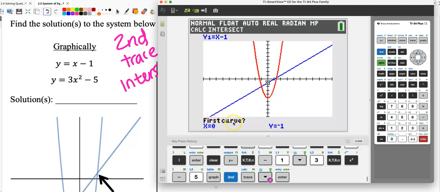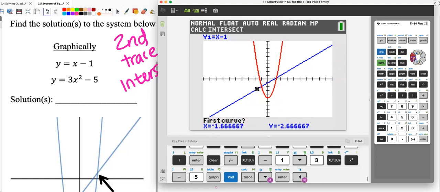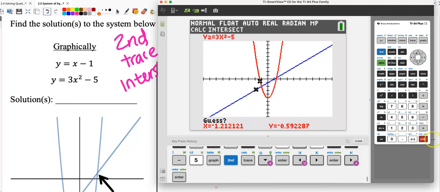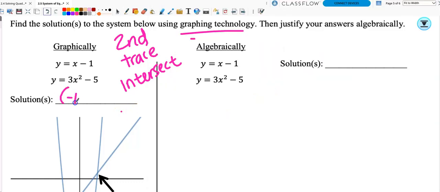So it's going to ask you 3 questions. First curve, question mark. Get really close. Notice this is tracking on the linear line. So anywhere to the left or to the right of that, just get really close to it. Hit enter. It will then pop up to your second curve, which is my quadratic. Just get real close, hit enter, guess, hit enter one more time. Boom, there is your answer. Just write that as an ordered pair, -1, comma, -2. So one answer is -1, comma, -2.